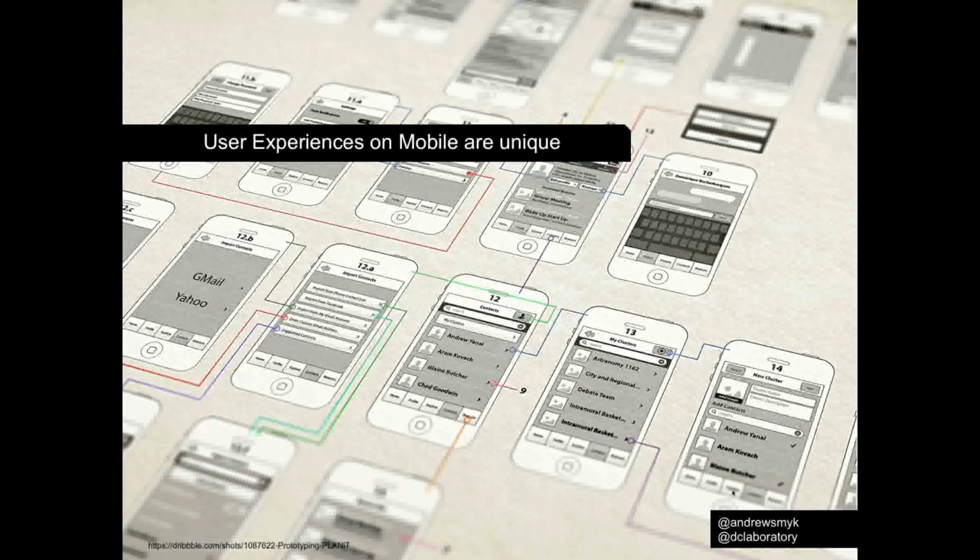User experiences on mobile are unique, they're contextual, there's stuff that the device does for us, and they're personalized. We don't know where the user is, how they're using it, or what they've done to the device to make it their own, and we then have to play within that sandbox that the user has created on their devices.